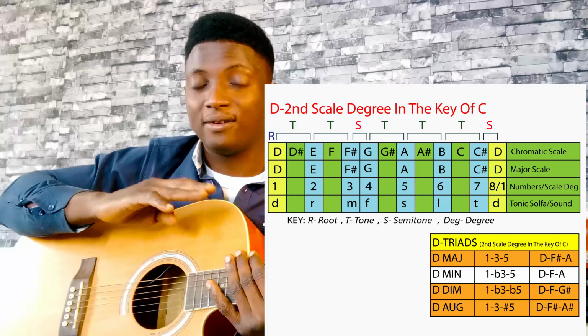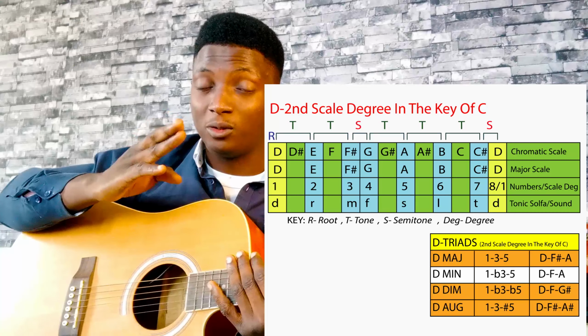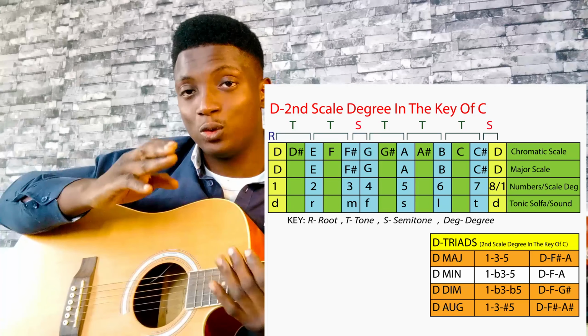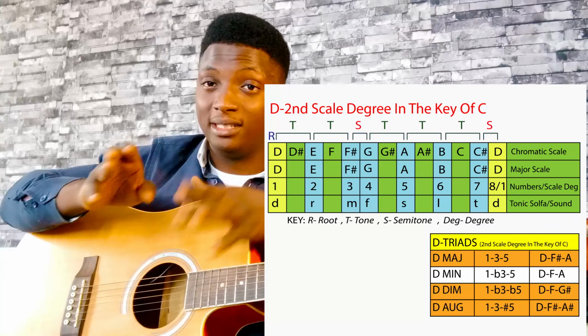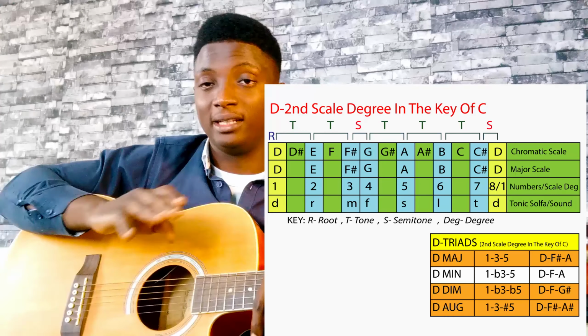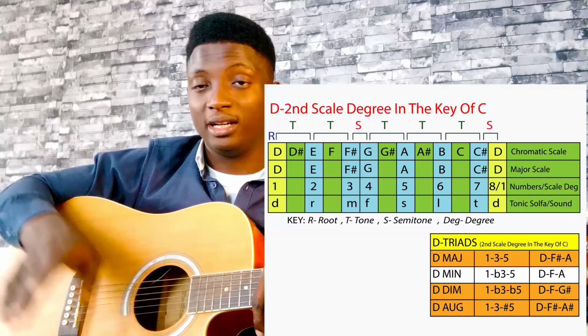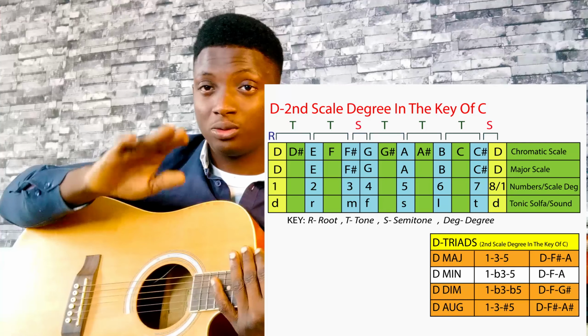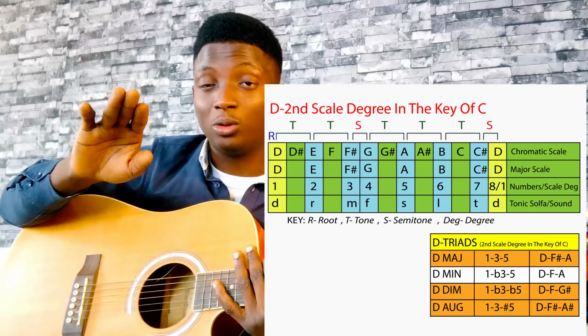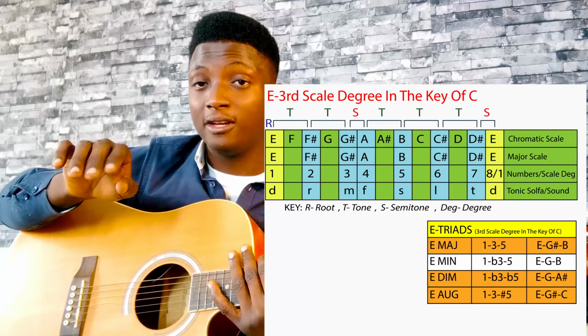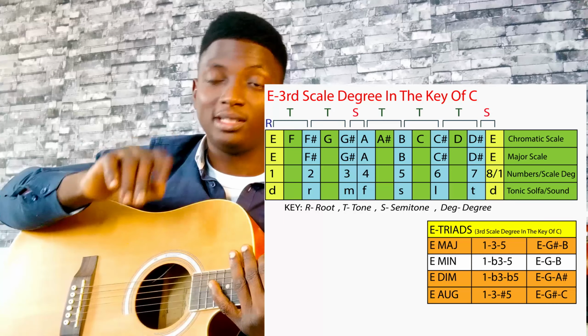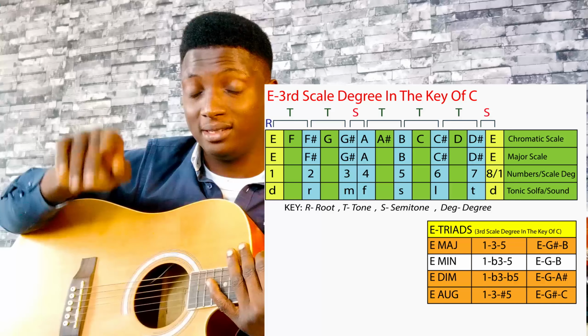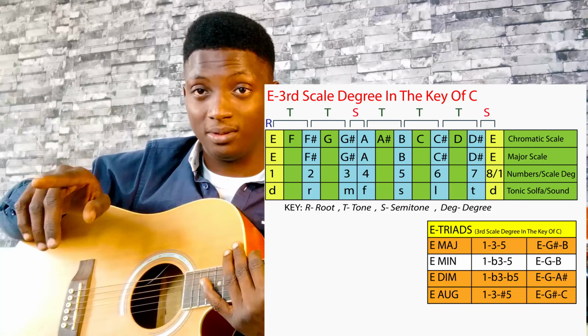And once I have my D major scale, I can also now apply my D triads formula. I can have my D major triad, D minor triad, D diminished triad, and D augmented. So I'm going to do this for all the degrees of the key of C major scale, C, D, E, F, G, A, B, C, to the 7th degree.